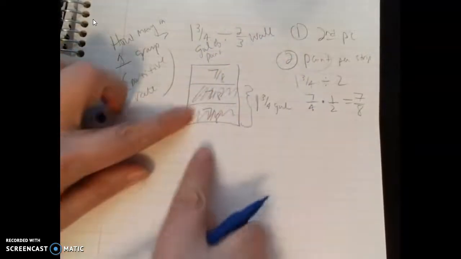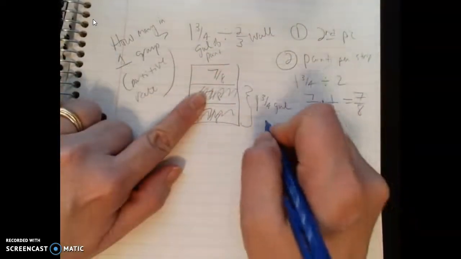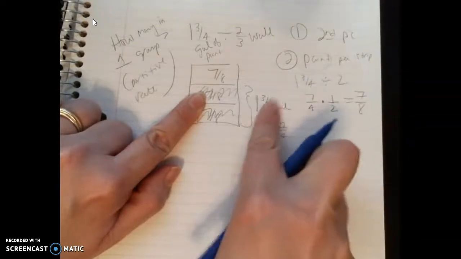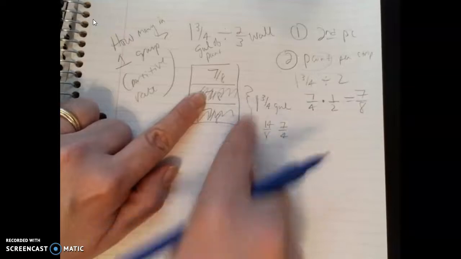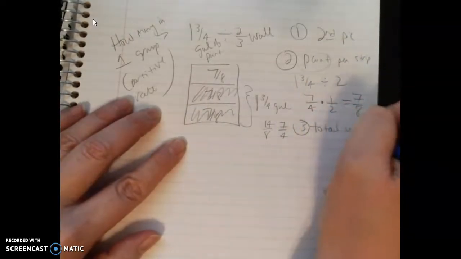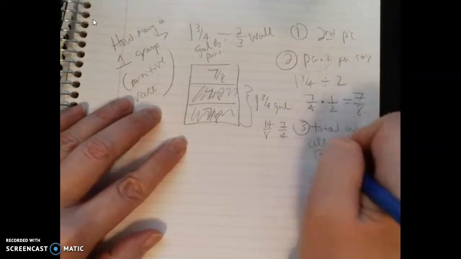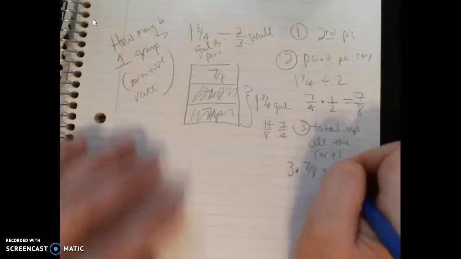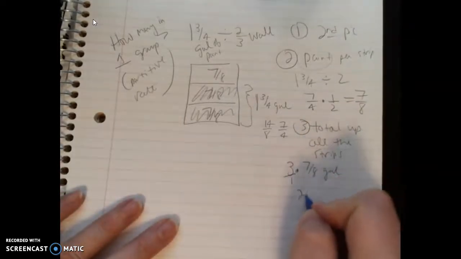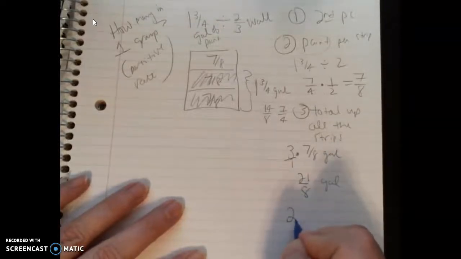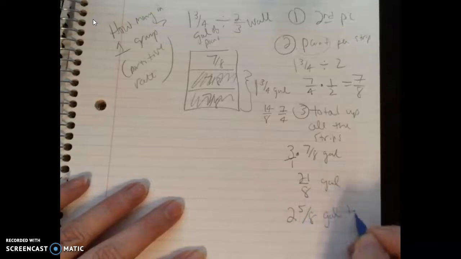If you want to check your answer, 7/8 and 7/8 is 14/8, right? And 14/8 is the same as 7/4, which is 1 3/4. So you can check to make sure it does add up to the 1 3/4, which it does. And then step number 2 is total up all the strips. And so I have 3 strips and each of them takes 7/8 gallon. Again, put a 1 under there, I get 21/8 gallons. 8 goes in there twice, which would be 16, and there would be 5/8 left. And this would be gallons to paint the whole wall.